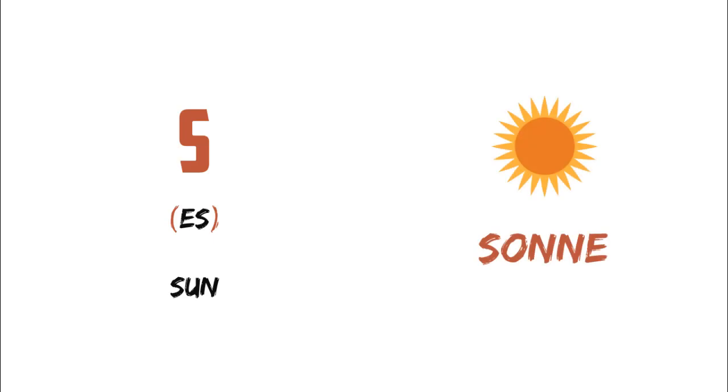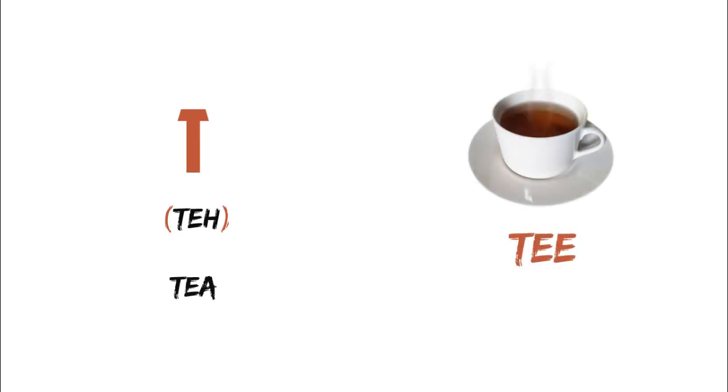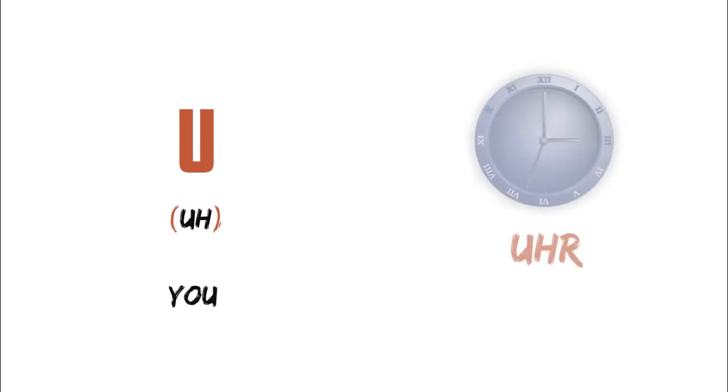Our next letter is S. S is pronounced like the S in the word sun, and the German word for S is Sonne, which means sun. Our next letter is T, which is pronounced like the T in the word T, and the German word for T is Tee, which means tea. The next letter is U. It is pronounced like the U in the word U, and the German word for U is Uhr, which means clock.